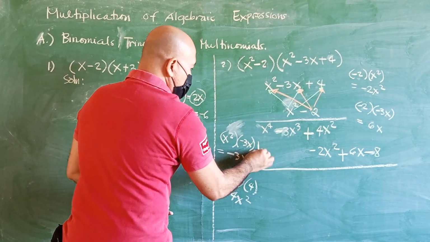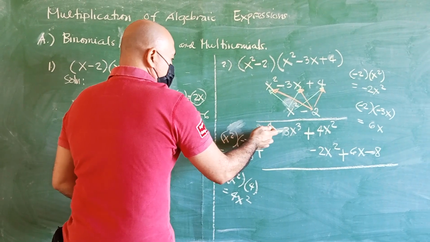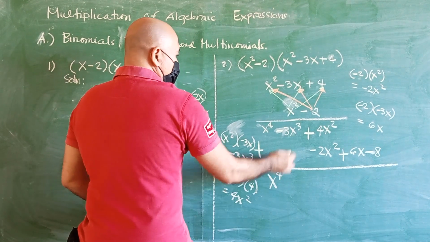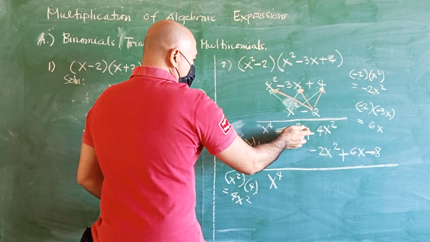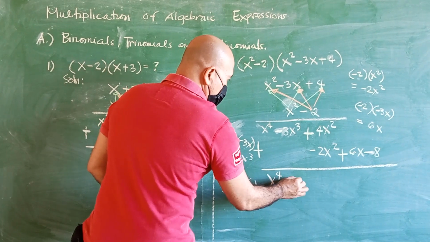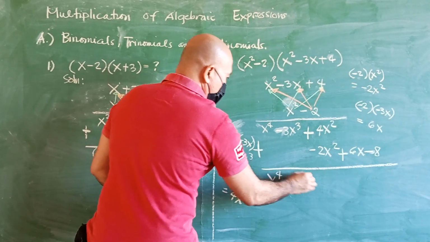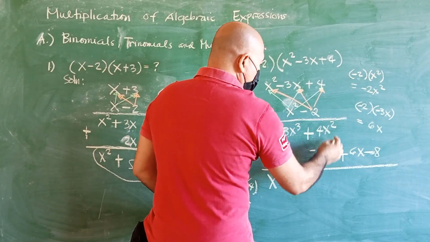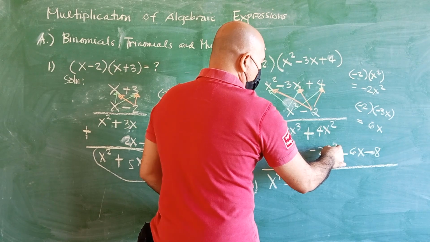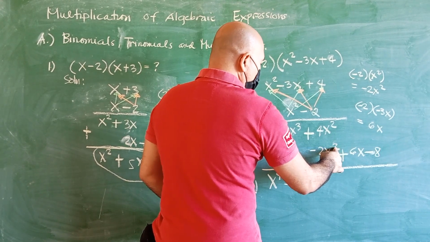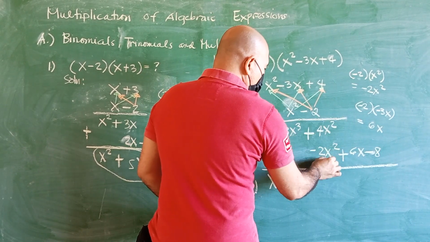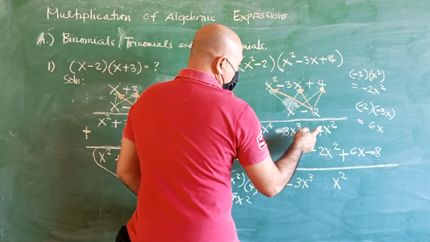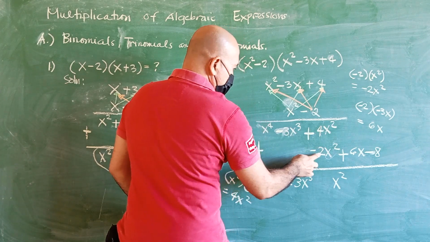So this is plus 2. Since under x raised to the power of 4 there is no term, just bring down x raised to the power of 4. And for 3x cubed, there is no term below, so just bring down 3x cubed and then bring down minus. And for this term, 4x squared and 2x squared are similar terms. So just bring down x squared, the common variable and exponent, and only do 4 plus negative 2.